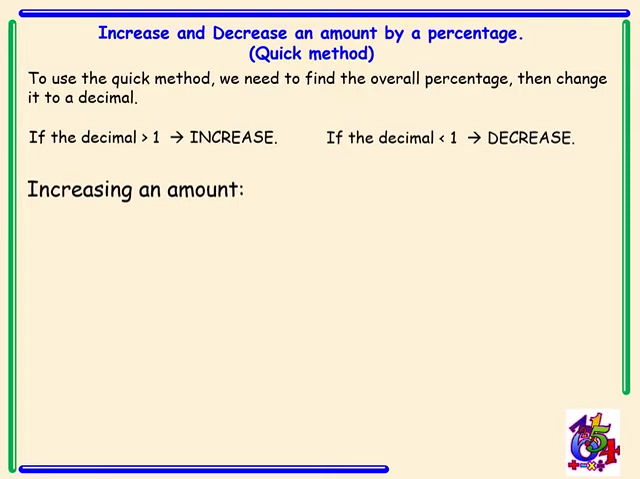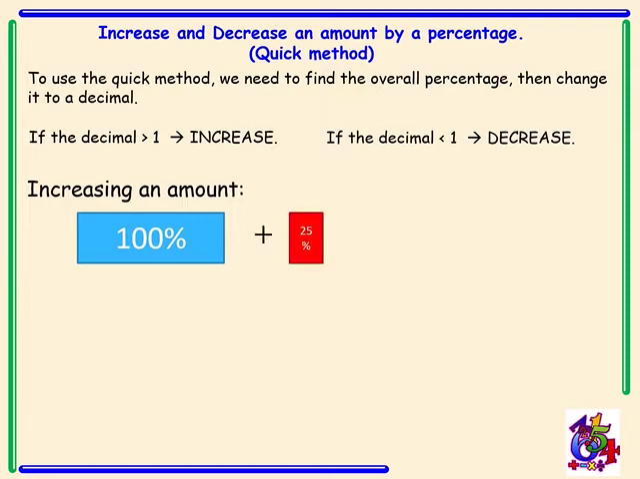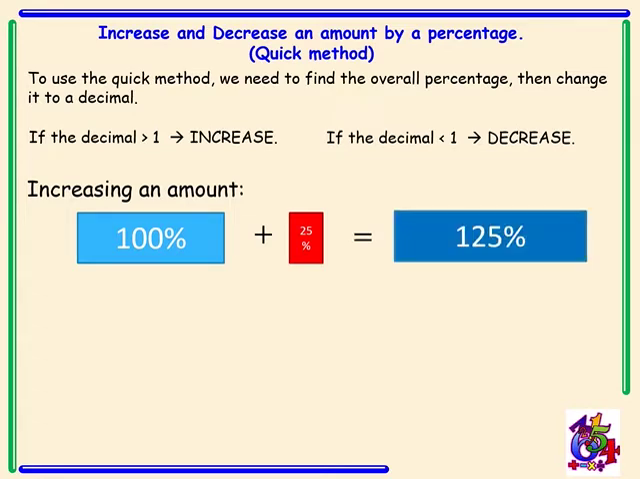If we want to increase an amount, your starting value would always be 100%. If I want to increase it by 25%, the new percentage would be 125%. Now we can't put a percentage into a calculator like this, therefore we have to change it to a decimal. To change it to a decimal, we divide by 100, and 125% is 1.25.